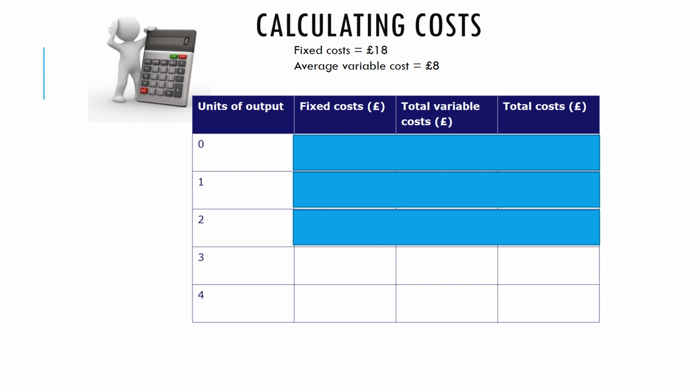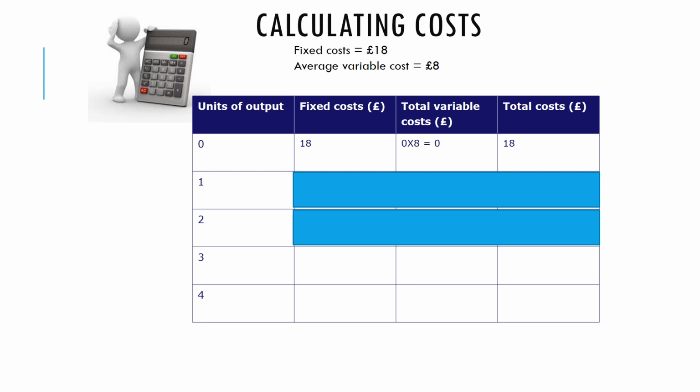Right, if 0 units were produced, what would be our fixed costs? Well, we know that fixed costs do not change with the amount of units produced. Even if we produce nothing, we still have to spend money on things like rent and heating and bank loans and stuff like that. So the fixed costs will be what they are. They'll be £18. Variable costs do change with how much we produce. And in this example, if we're not producing anything, then our variable costs would be 0. So our total costs will be 18. Well done if you got that right.